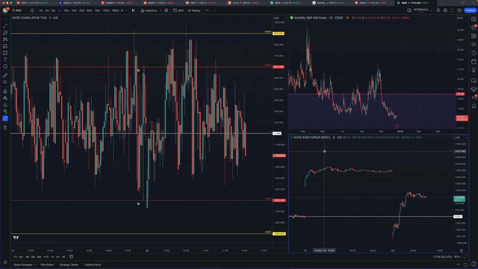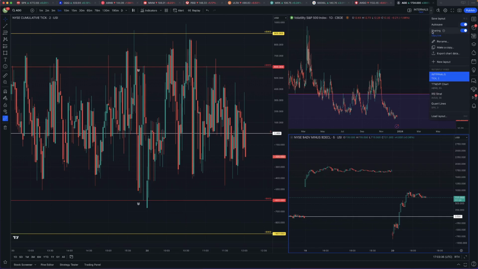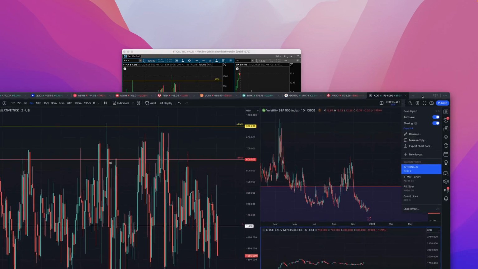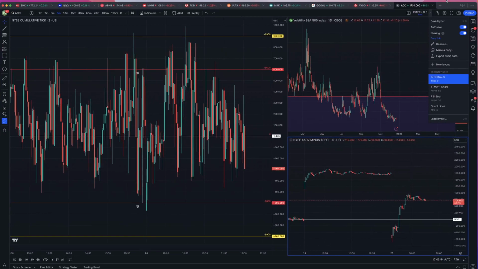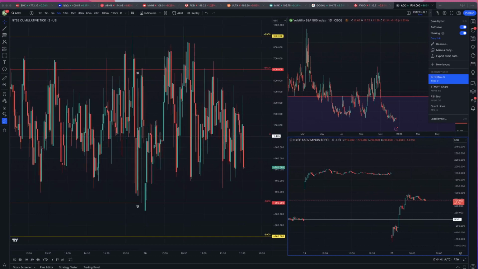TradingView is just ADD without the dollar sign. Okay, so this is TradingView internals. That's one link. And then, let me move this over, sorry. The other link is... will that not let me share it?